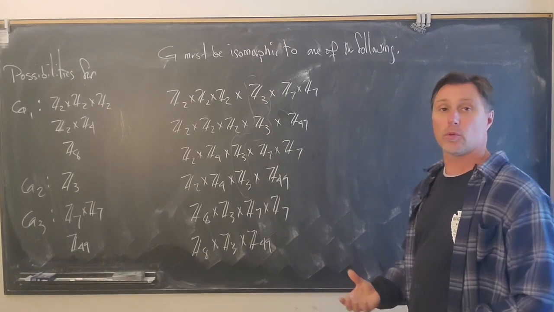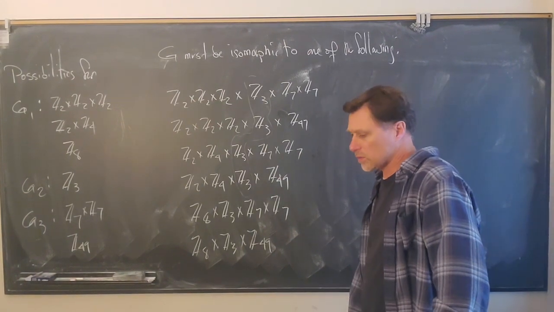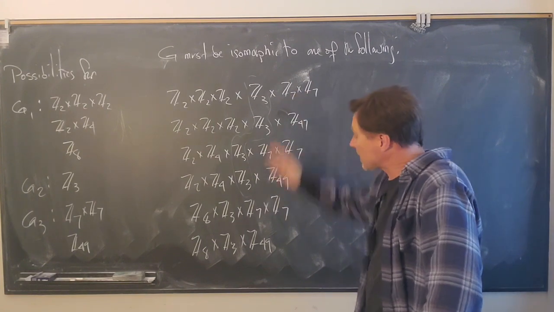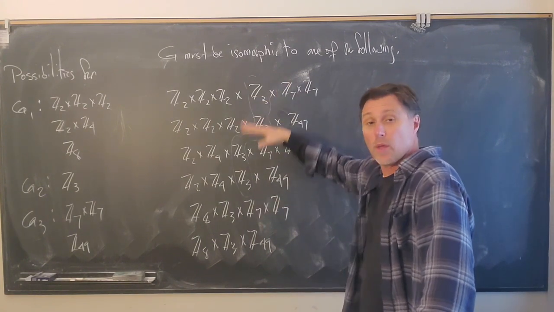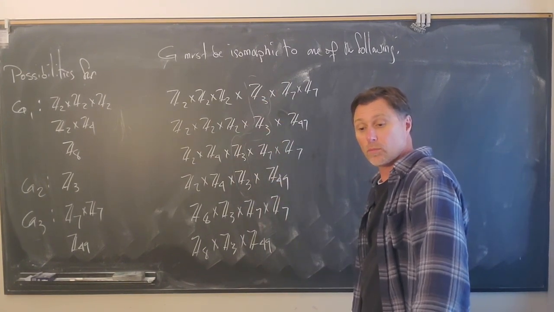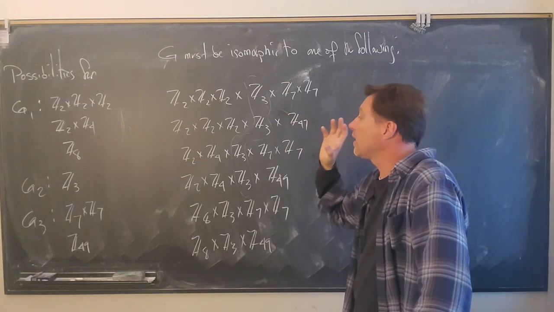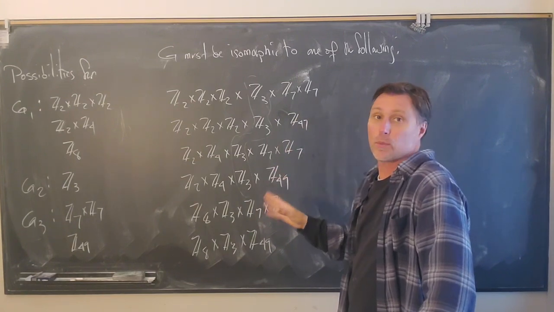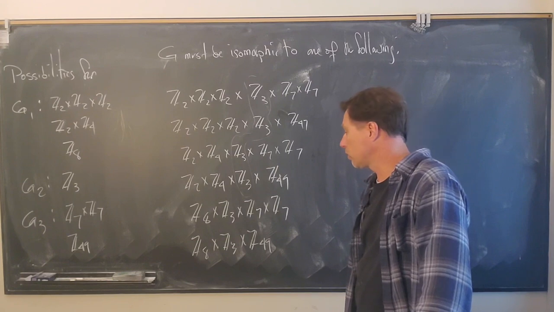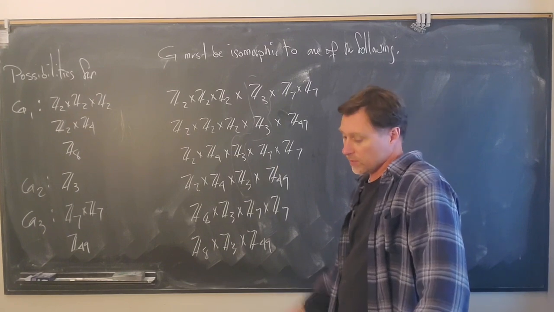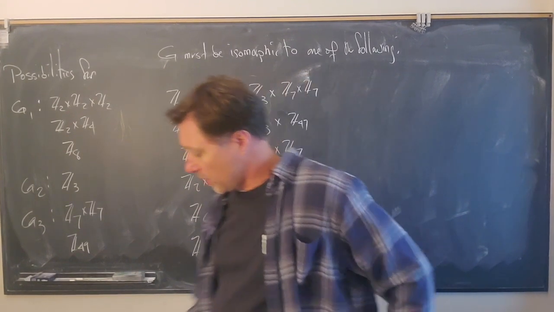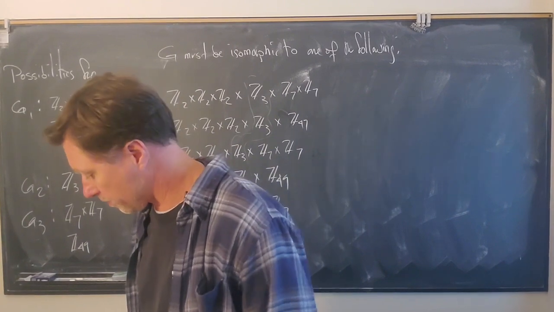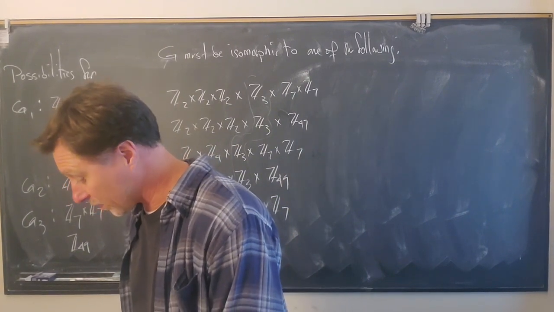Every abelian group of order 1176 must be isomorphic to one of these on the list, and these are all non-isomorphic groups. Right? So there are exactly 6 abelian, up to isomorphism, exactly 6 abelian groups of order 1176. All right, so here's the idea in applying the fundamental theorem to classify abelian groups.